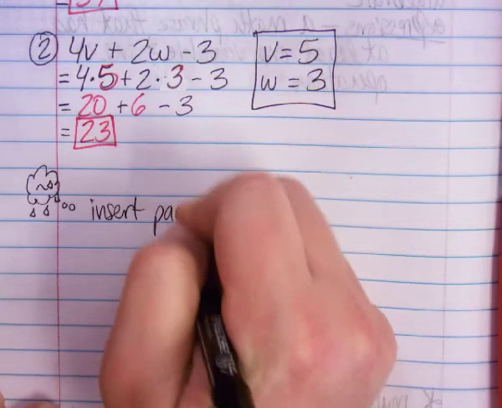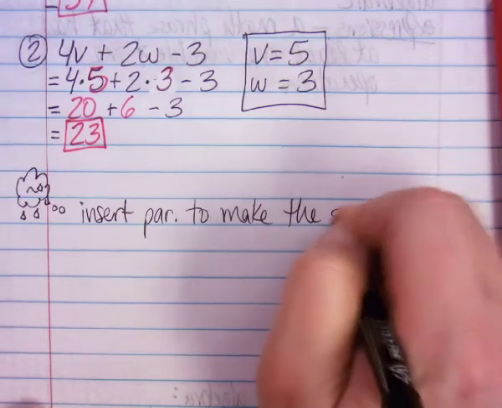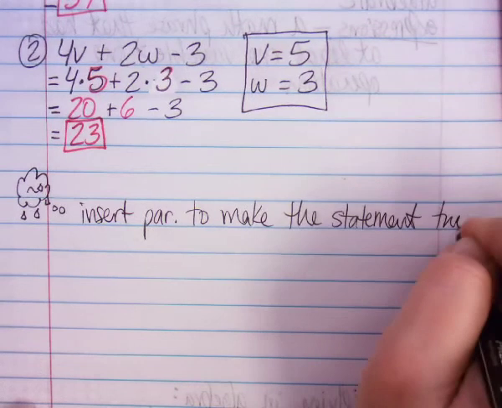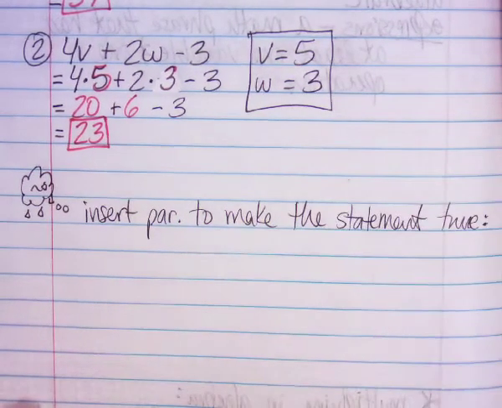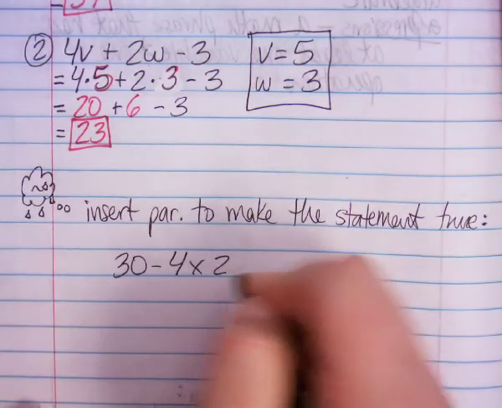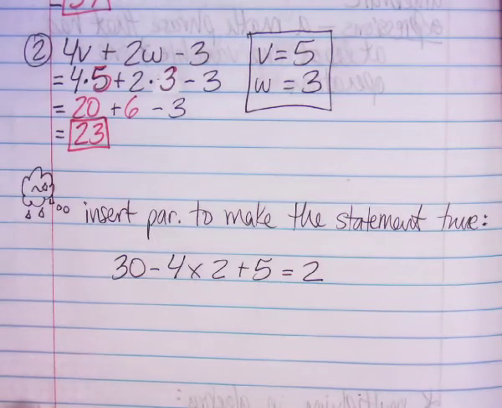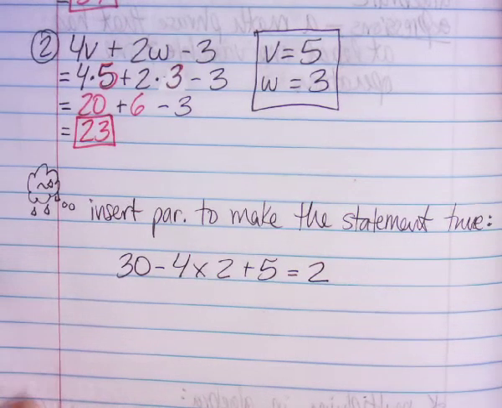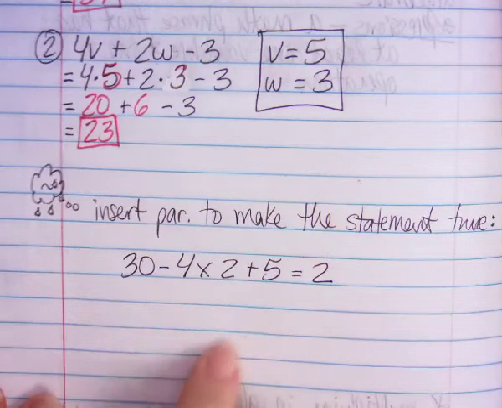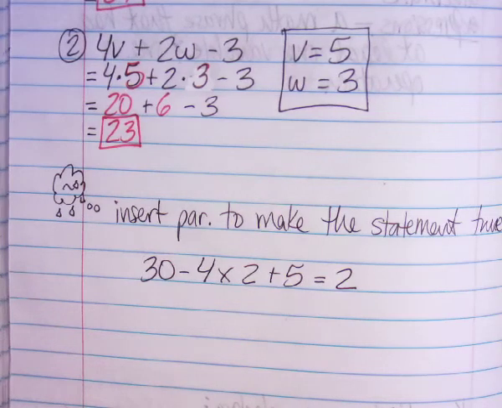Insert parentheses to make the statement true. You have to write that down. 30 minus 4 times 2 plus 5 equals 2. It has to balance. It has to equal 2. So you're going to put parentheses around 2 numbers or more maybe, and at least one operation in order for it to equal 2 if you were to answer the whole thing, which you need to answer the whole thing.